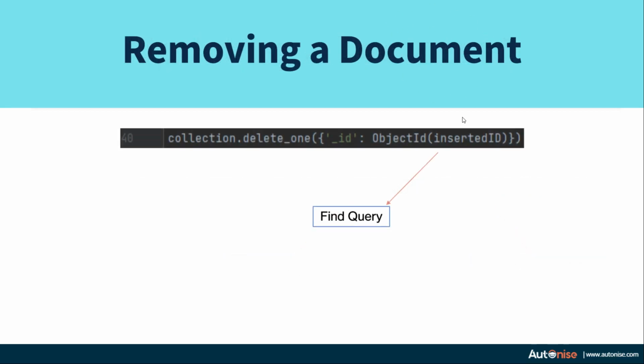Next is how you remove a document. Removing a document is also fairly simple. You use the delete_one function and provide the find query corresponding to the document. MongoDB will find the document having the key value pairs corresponding to the one you specified, and then delete the document from this collection. So that is how you remove a document in MongoDB.